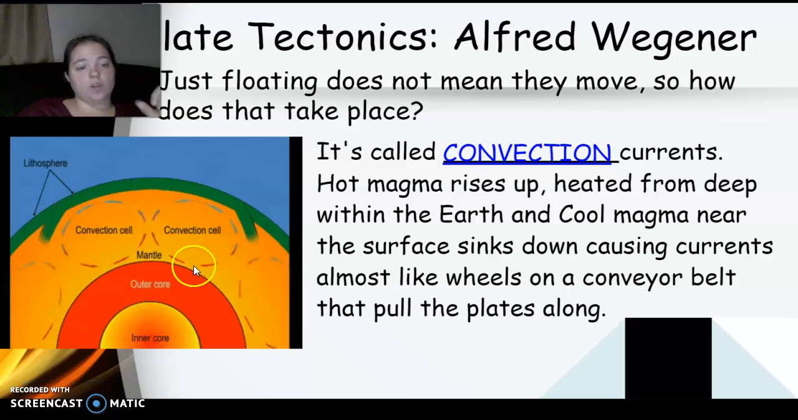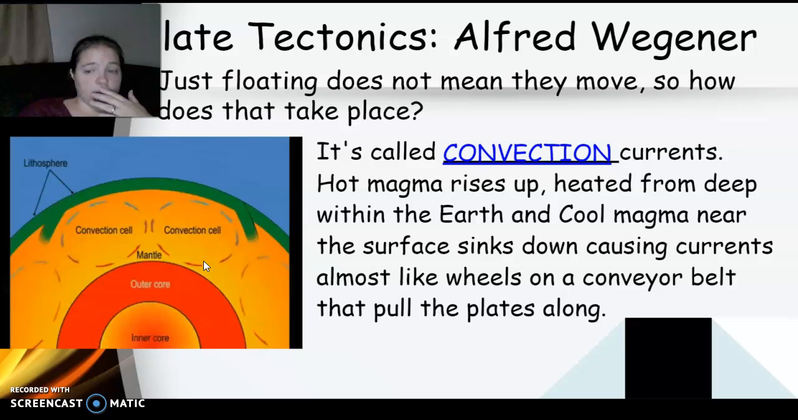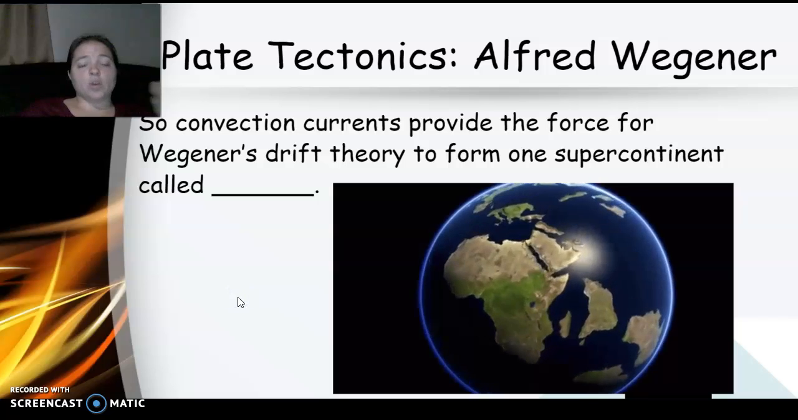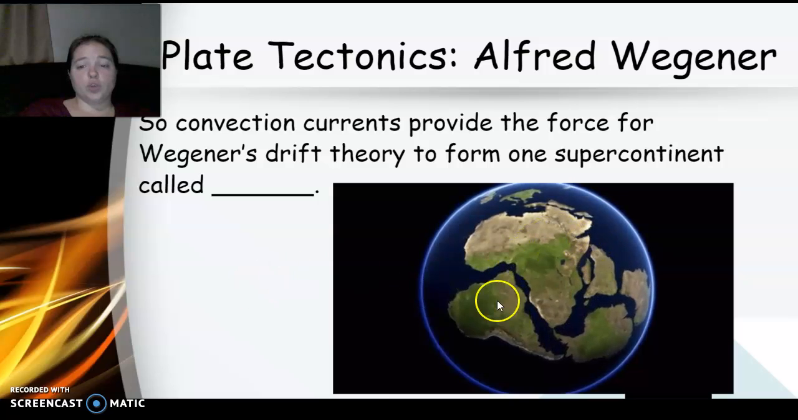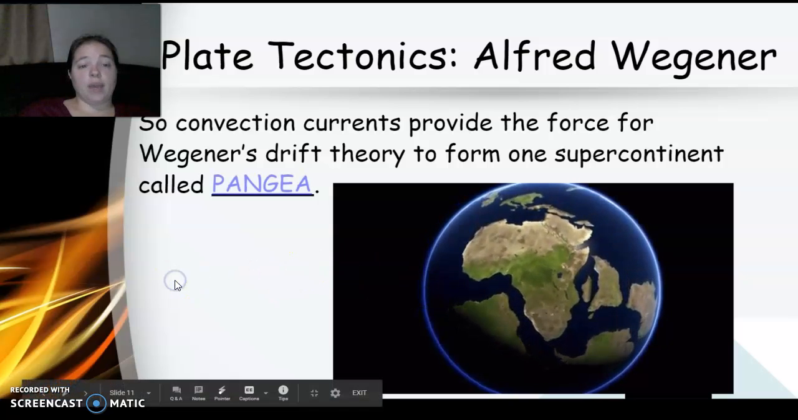It floats, or it finally rises up, gets to the surface or near to the surface, cools. So that cooling magma then sinks down because it's more dense. So it sinks, and then it heats up again, becoming less dense, and then it floats, and it does it, and it makes these convection cells and convection currents. It's almost like wheels on a conveyor belt that pull things along. This is what's moving the plates. So convection currents provide the force for Wegener's drift theory to work, to form one supercontinent, which was called Pangea.